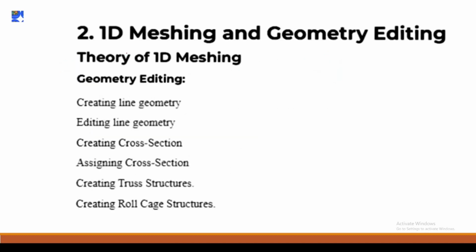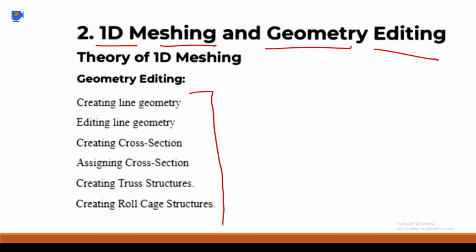Then the next thing is we'll be seeing the 1D components and how to do the 1D meshing techniques and how to do the geometry editing using the ANSYS software. So under this heading, you will cover all these topics: creating a line geometry, editing the line geometry, creating the cross section, assigning the cross section, creating the truss structure and creating roll cage structures.